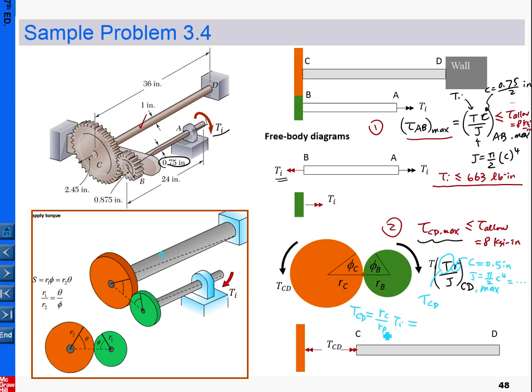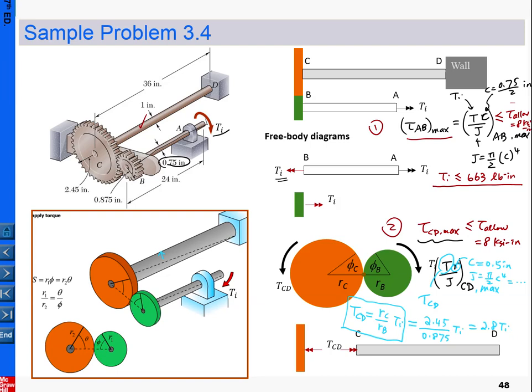Again, refer to our previous discussions for this formula. For this case, R_C is the radius of one gear and R_B is the radius of the other gear, so that is 2.45 divided by 0.875 times T_I. That calculates to 2.8 T_I.